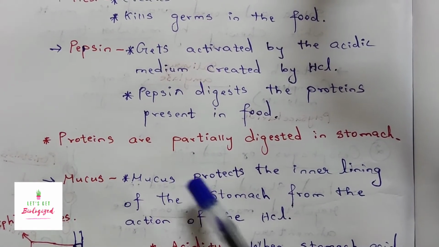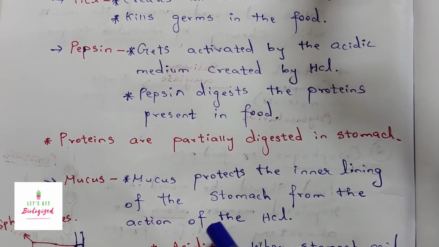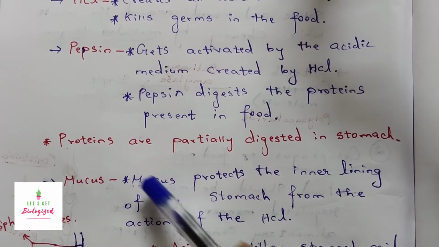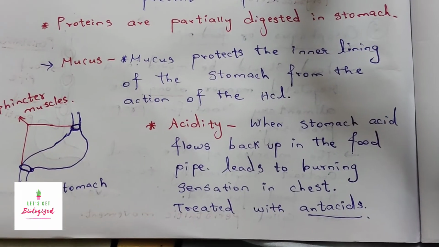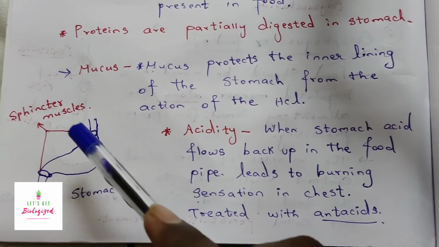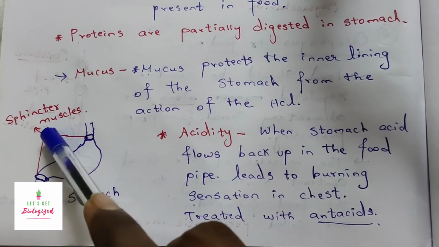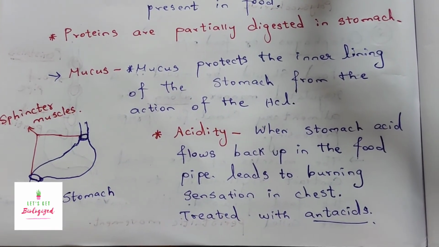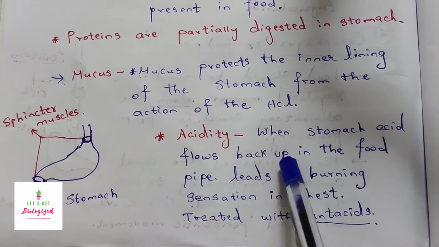Mucus protects the inner lining of the stomach from the action of HCl, because HCl with pH 2 is very acidic and can damage the lining of the stomach. So mucus prevents the HCl from touching the lining of the stomach. Here you can see in this diagram the sphincter muscle. A sphincter is a ring of tough muscles present at the entry and exit of the stomach.